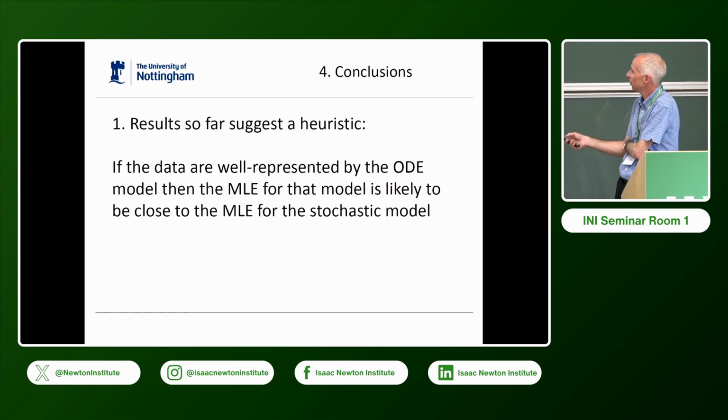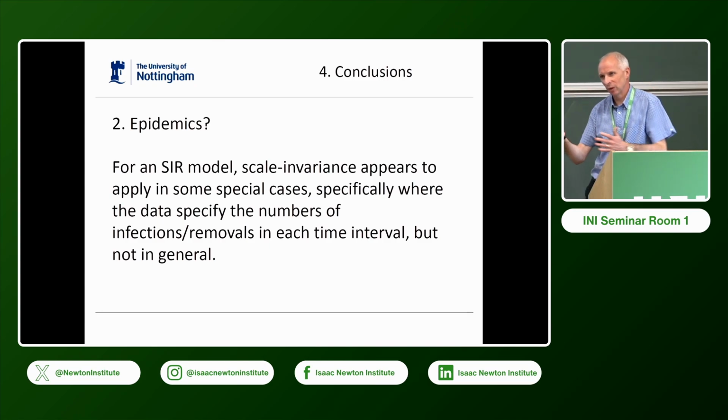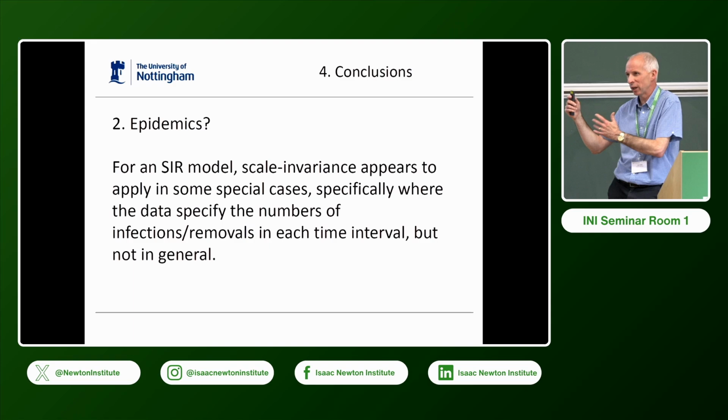That's the first thing. You might be wondering about epidemics, because as we're at an epidemics meeting, I should probably mention them. So if you do this for an SIR model, scale invariance appears to apply in some special cases, but not generally. So yes, if the data specify exactly what events have happened in a time interval, then you do get scale invariance, but you don't otherwise. But I mention this because you might be thinking, does a non-linear process like an epidemic screw everything up? And the answer is it seems to be a bit more going on than that.